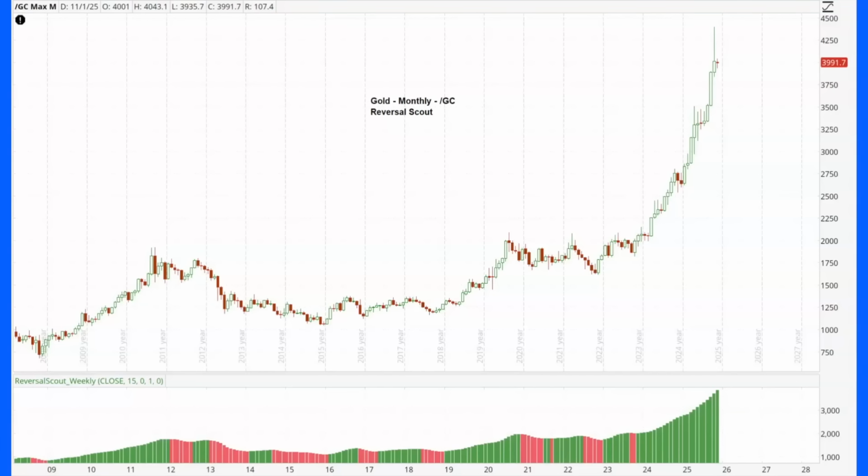So here you could see the chart, candlestick chart, and on the bottom is our reversal scout. Now often you see this as a line on the chart, but I want to keep it clean. So I put it on the bottom in this chart that's a little bit different.